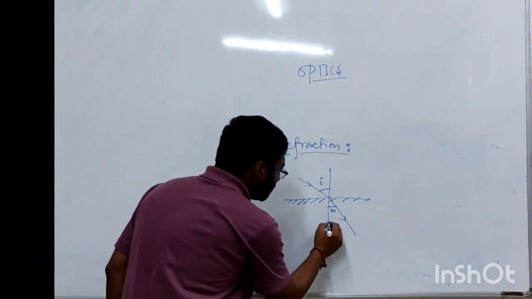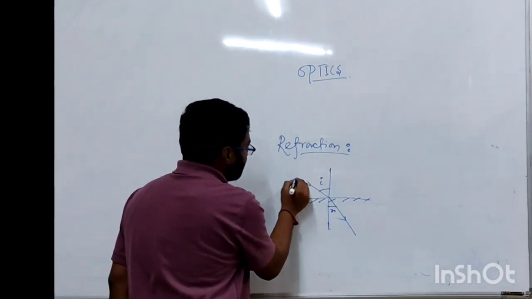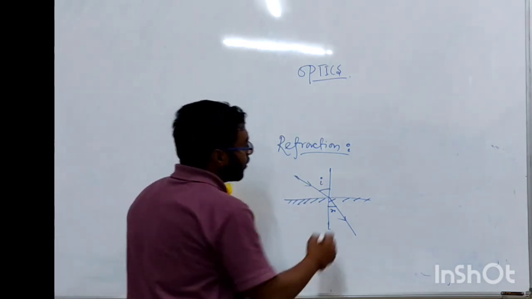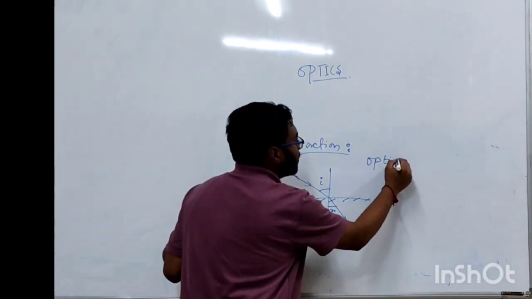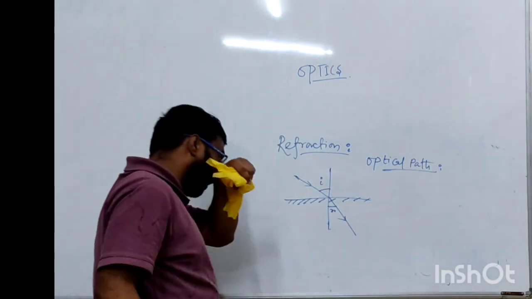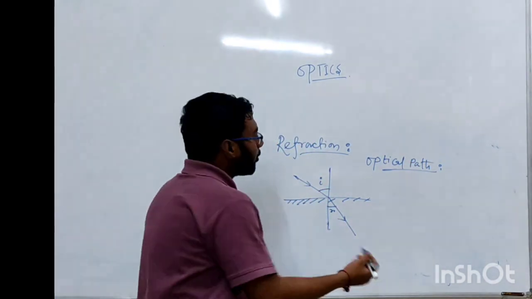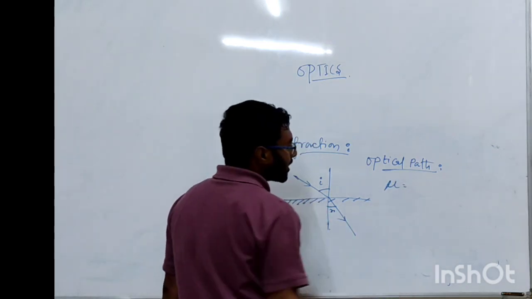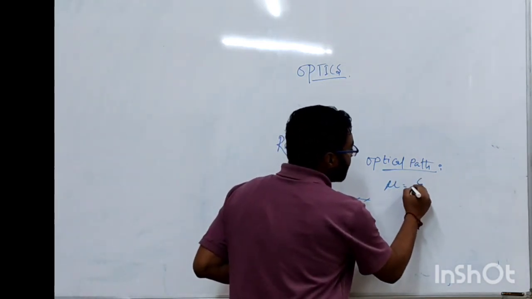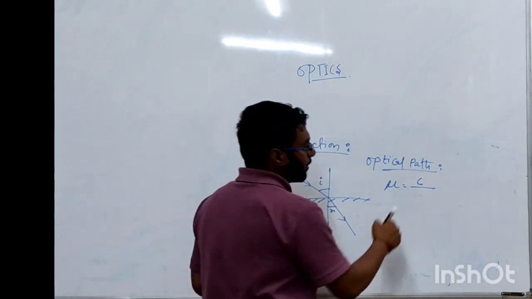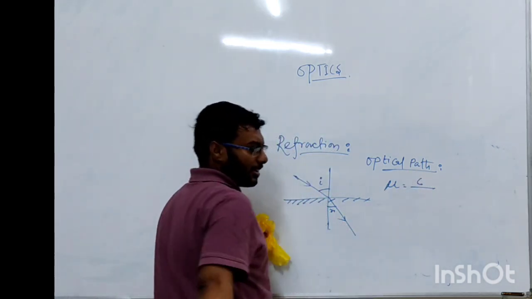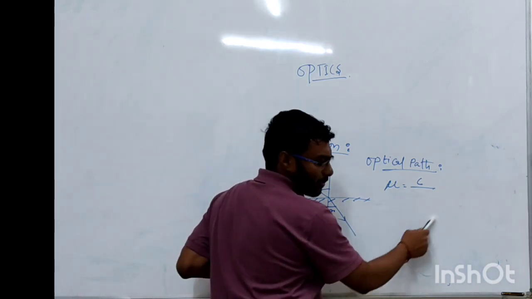So we want to prove this thing. For that, we have to know what the optical path is. To know the optical path, we have to know the refractive index. The refractive index of a medium is basically the ratio of the velocity of light in air and the velocity of light within a specific medium.